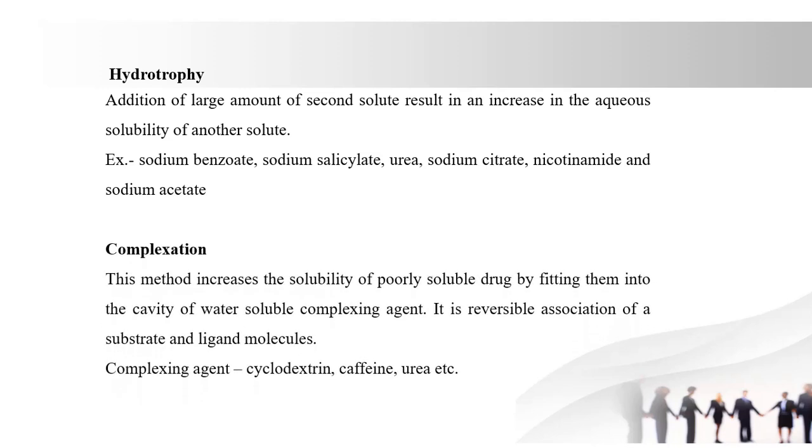Then next is complexation. The complexation method increases the solubility of poorly soluble drugs by fitting them into the cavity of a water-soluble complexing agent. It is a reversible association of substrate and ligand. In case of complexation, the drug forms a complex with the complexing agent that gets dissolved in the given solvent. Examples of complexing agents are cyclodextrin, caffeine, urea, etc.